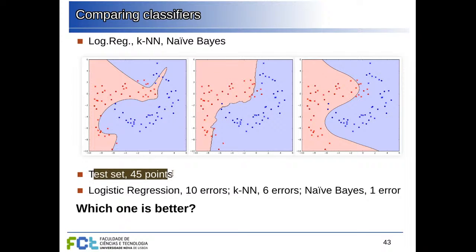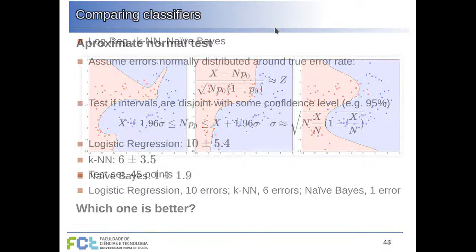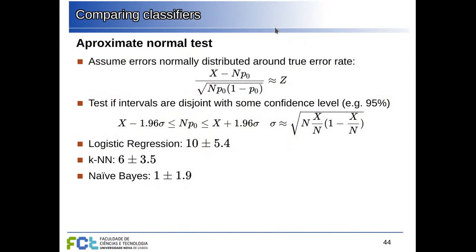In the test set with 45 points, the logistic regression classifier makes 10 mistakes. The K-nearest neighbors does 6 mistakes, and naive Bayes does only 1 mistake. Now the question is, can we tell that one of these is better than the other? Is this difference significant, or can we attribute this difference just to random effects, just by chance in this data set? To answer this question, we need to have some statistical test of our results.